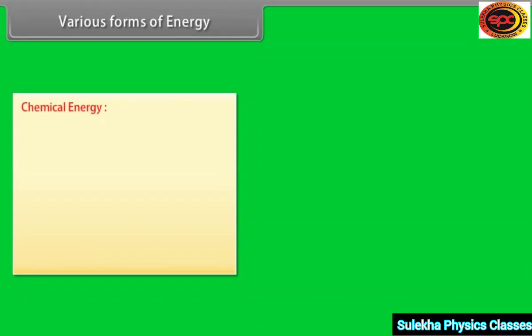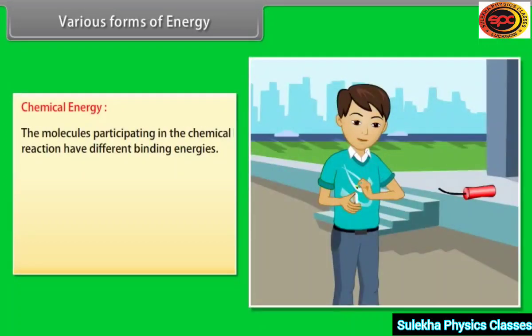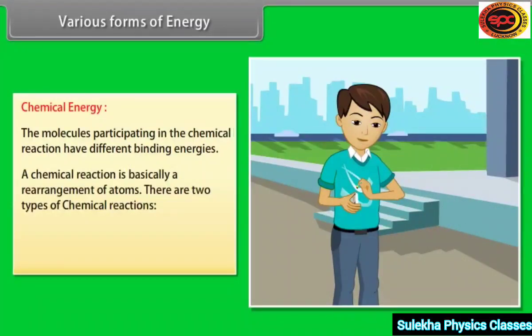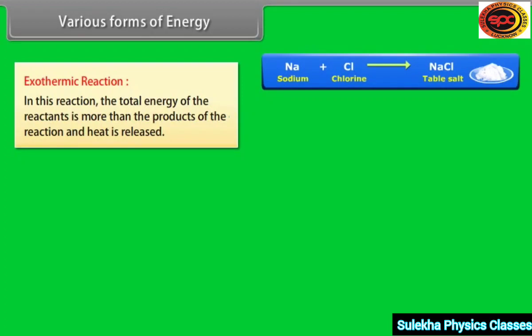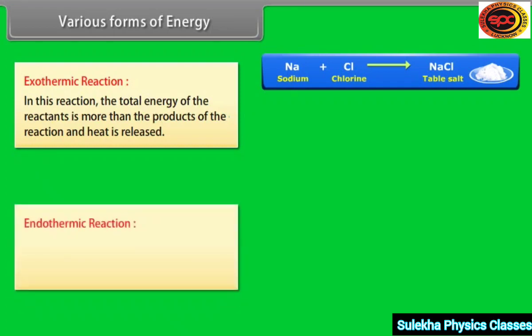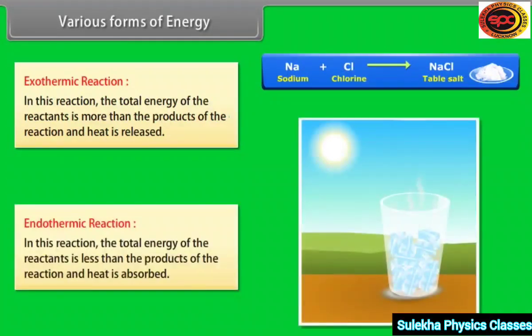Chemical energy. It arises from the fact that the molecules participating in the chemical reaction have different binding energies. A chemical reaction is basically a rearrangement of atoms. There are two types of chemical reactions. Number 1, exothermic reaction, and number 2, endothermic reaction. Exothermic reaction. In this reaction, the total energy of the reactants is more than the products of the reaction and heat is released. Endothermic reaction.